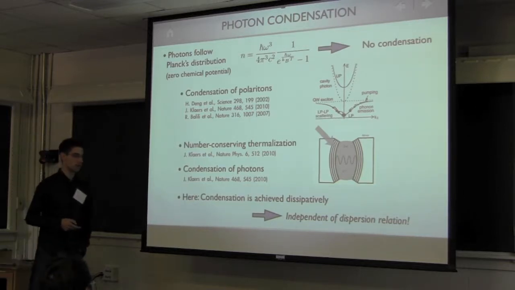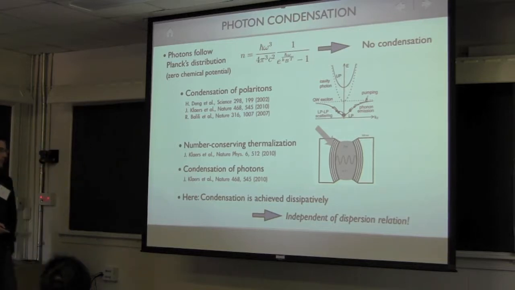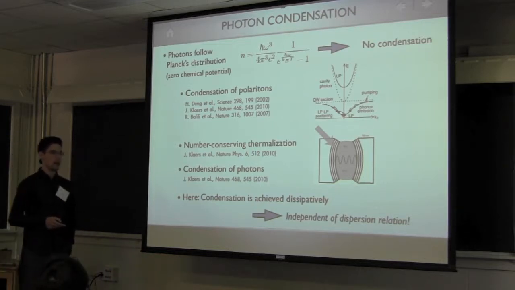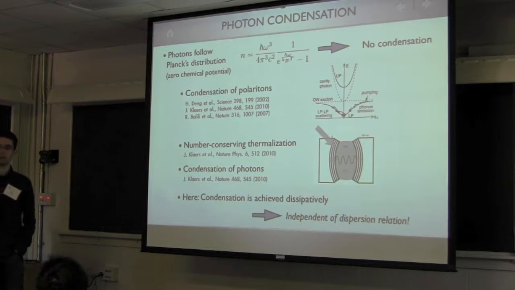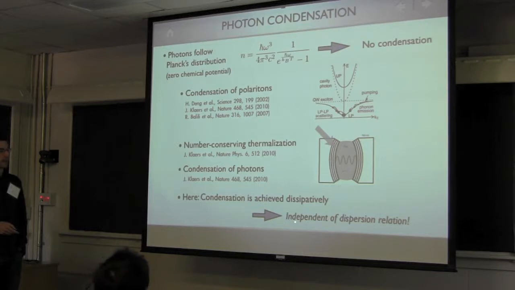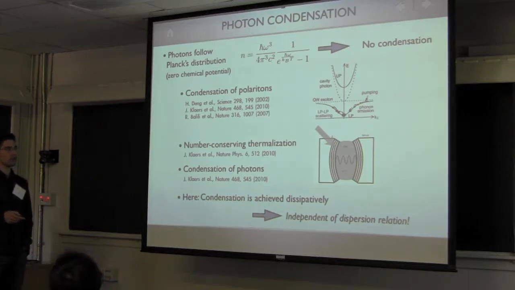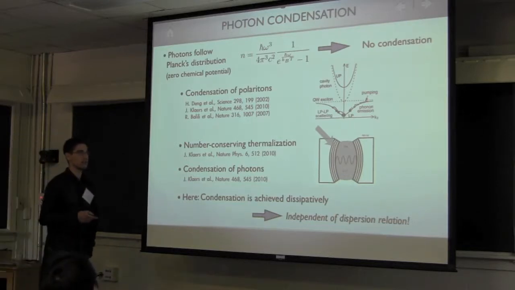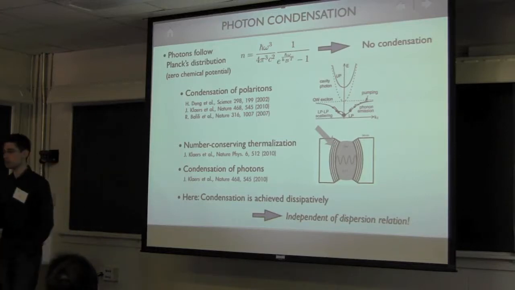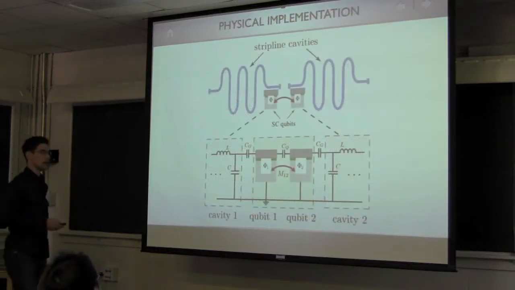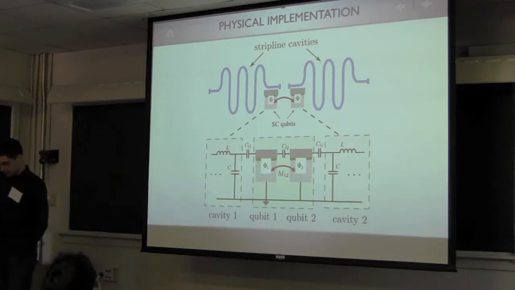So in this work, in contrast, I would like to consider the possibility of achieving condensation in a dissipative way. And what this means is that it will be the Liouvillian that will drive the photons to the steady state, which is a Bose-Einstein condensate. And importantly, this means that the condensation will be independent of their dispersion relation. Even if at zero momentum there is not a minimum, but it can be a maximum, if I engineer dissipation in such a way that photons are scattered into the zero momentum mode, I will eventually achieve condensation in the system. So let me specifically tell you what the system under consideration is.